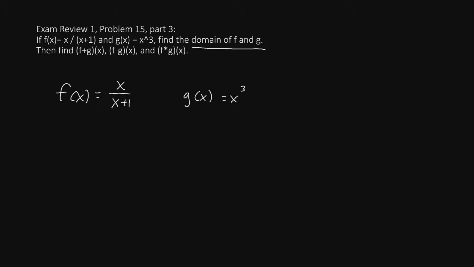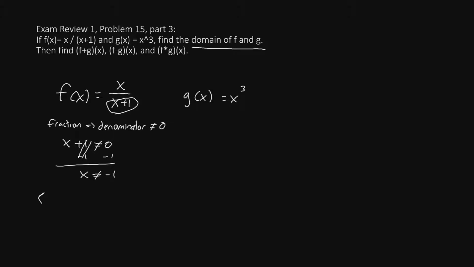Let's begin with function f. We see that f(x) is a fraction, x divided by x plus 1. The rule for fractions is that the denominator cannot equal 0. Therefore, we can say that for this function, our x plus 1 cannot be 0. If we subtract the 1 from both sides, we'll end up with x is not equal to negative 1.